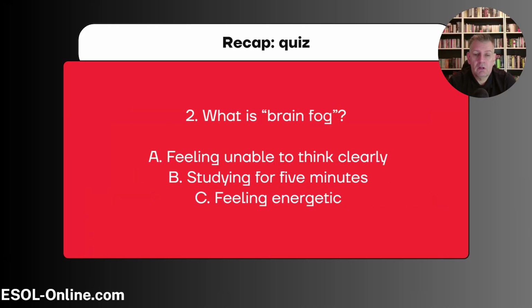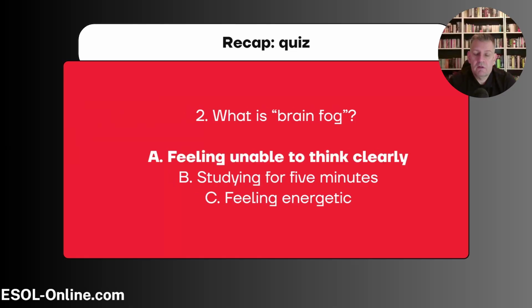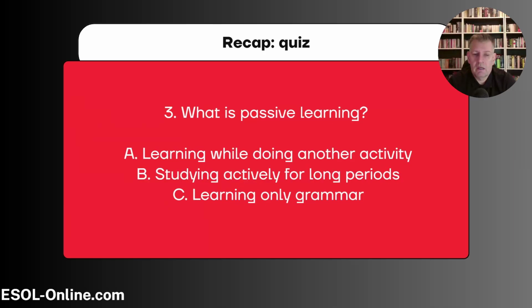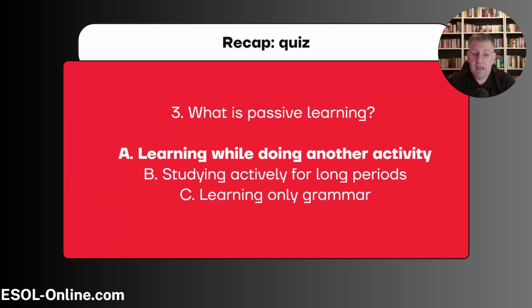Question 2. Remember this one from the vocab? What is brain fog? And the answer is feeling unable to think clearly. Your brain is all foggy. And the third one, what is passive learning? Remember, we had active learning, we had passive learning. Learning while doing another activity, studying actively for long periods, or learning only grammar. It's A, while doing another activity.